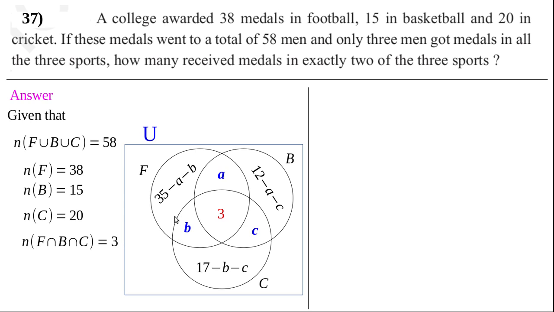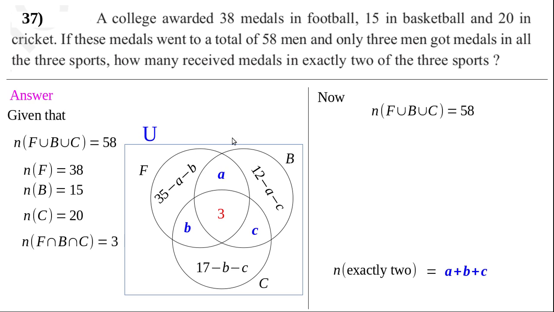Now, we want to find the number of students who received medals in exactly 2 of the 3 sports. That is A plus B plus C. That we want to find. In order to get it, we want to use this result. Number of F union B union C is equal to 58. What is number of F union B union C? The sum of all these numbers.